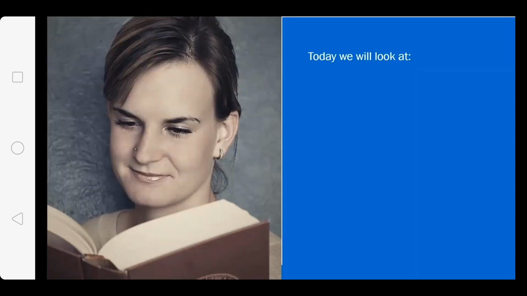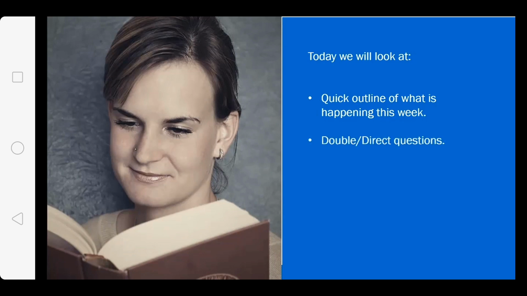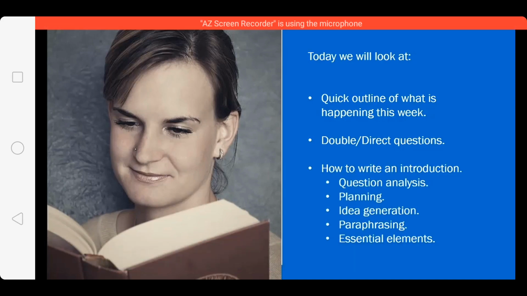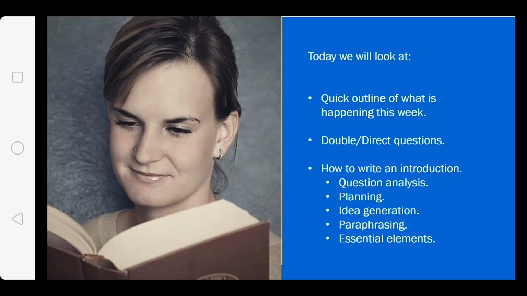Okay, so what are we going to look at today? Today we're going to look at a quick outline of what is happening this week, so we've already done that. Then we're going to look at the type of questions that we're going to be looking at this week. Then we're going to look at how to write an introduction. So we're going to look at how to analyze the question, plan, generate ideas, paraphrase, and the essential elements that you should include in your introduction. So you're going to learn everything you need to know about how to write an introduction, and then you're going to be set a homework task and do the task.